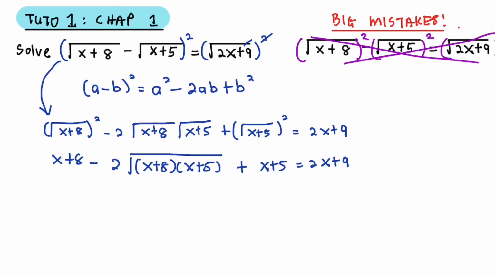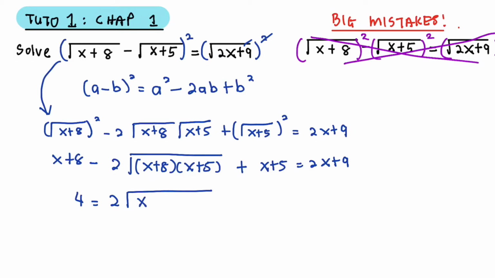So what you do first is collect all the non-square root terms to one side and the square root term to the other side. Basically x plus x is 2x, but 2x minus 2x over here cancels out, becomes 0. 8 plus 5 you get 13, and then you minus 9, you will have 4. So you get 4 is equivalent to 2 square root of x plus 8.